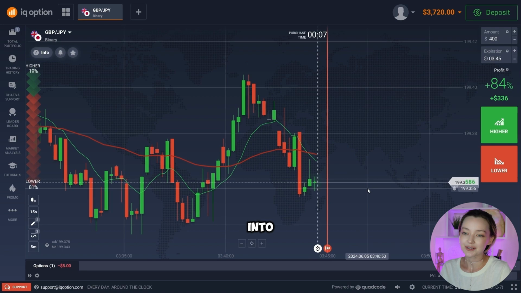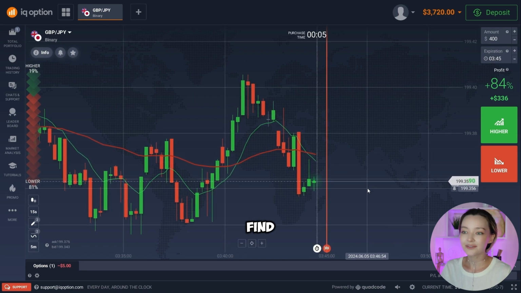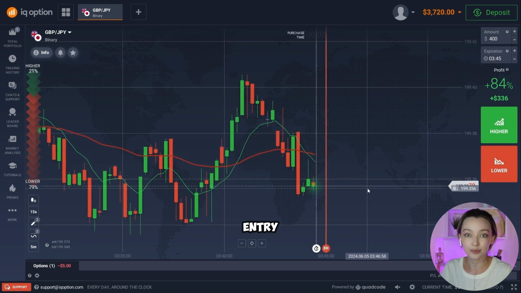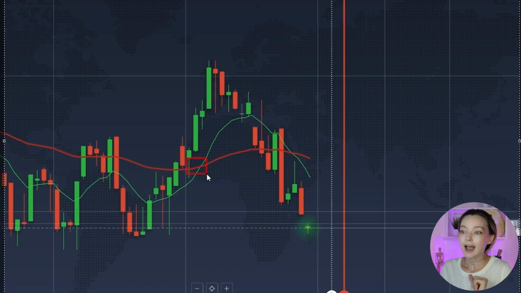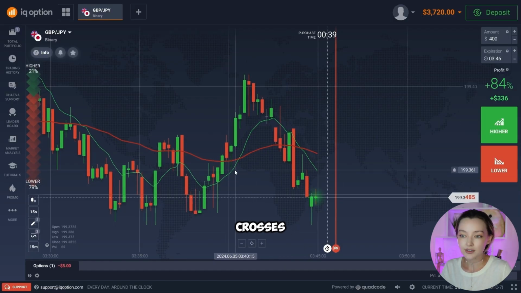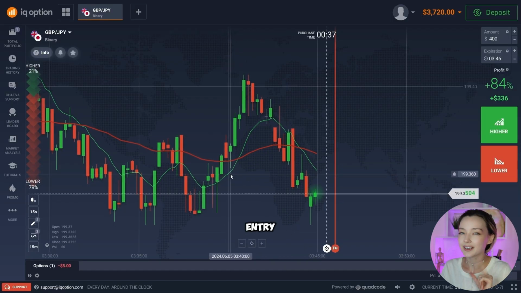Now let's delve into the data behind said lines and find out how we can determine the entry point using them. First things first, we gotta pay attention to their intersections. As you can see, there was one right here, another one right here, this intersection as well, and another one over here. Whenever the green line crosses the red one, we mark it as our entry point.